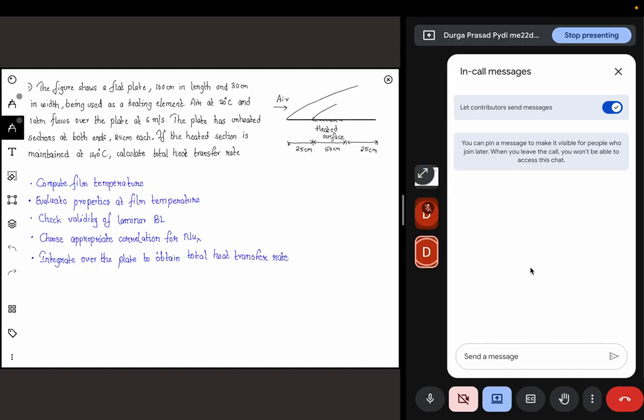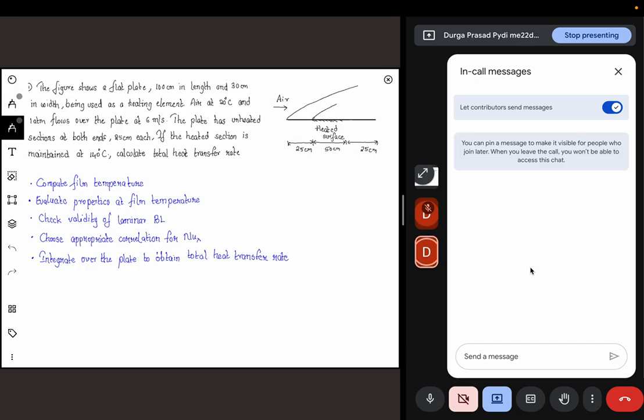Then the question asks you to find the total heat transfer rate. This Nusselt number will only give you the local heat transfer rate. So you have to integrate it over the total plate length. Integration should be done from 25 to 75, because this is the only region where the constant wall temperature is maintained. Integrating over this range, you will get the total heat transfer rate. Okay, we'll go step by step.